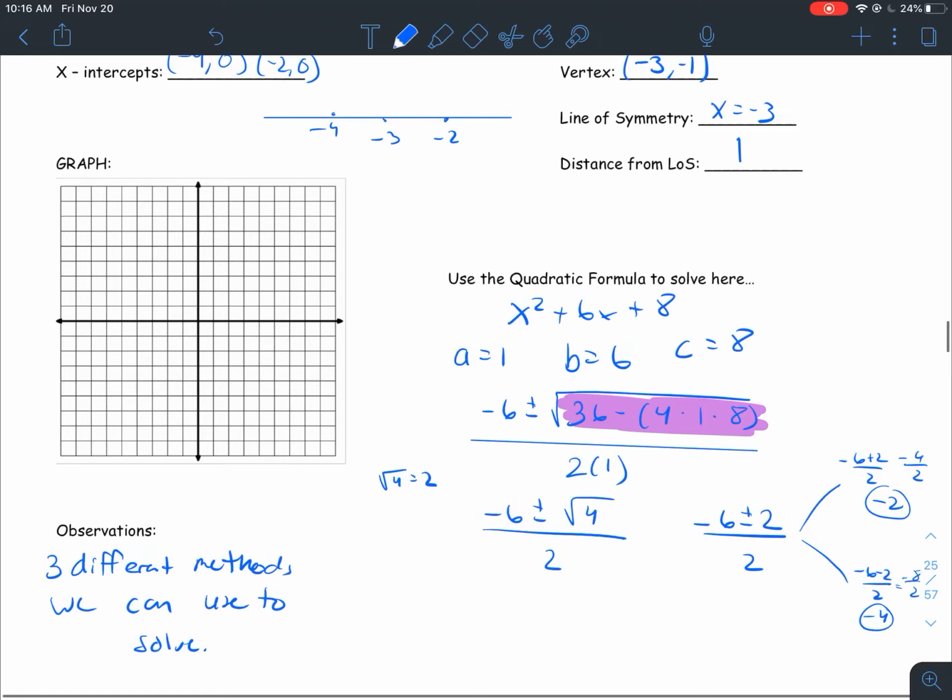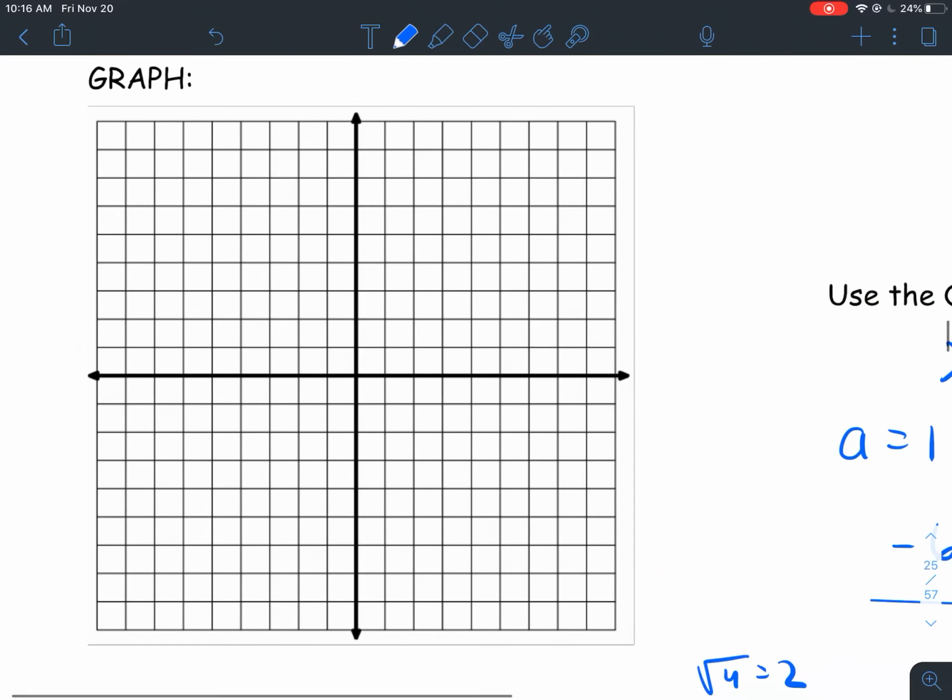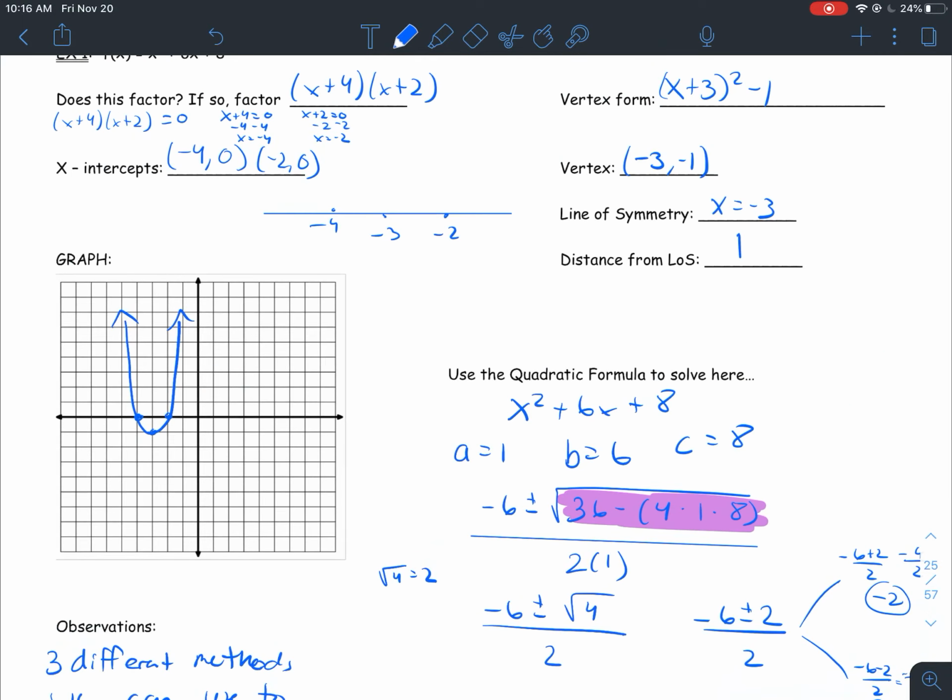All right, and we'll go ahead and graph real quick. So we've got negative 4, 1, 2, 3, 4, negative 2, and then here. So this would be our parabola there.